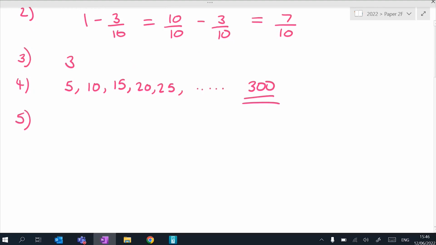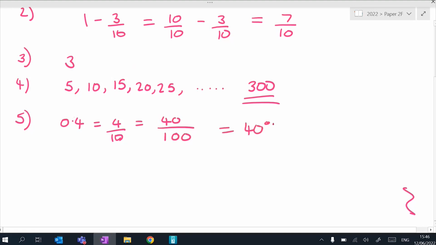Right, if I want to turn a decimal into a percentage, 0.4 is the same as 4 out of 10. So if I want to turn that into a percentage, I can multiply the top and the bottom by 10 to make 40 out of 100. So that would give me 40%.